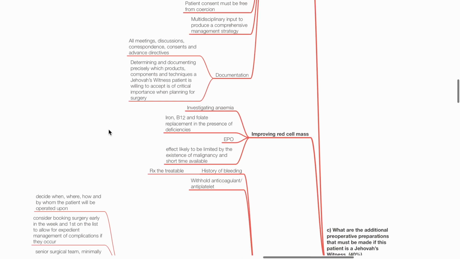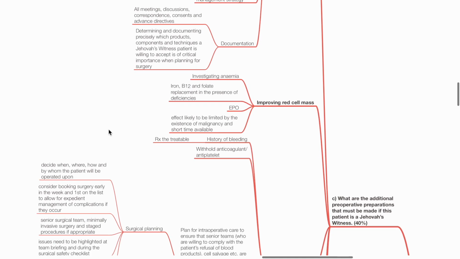Improving red cell mass by investigating anemia, iron, B12, and folate replacement. Consider erythropoietin. The effect of these are likely to be limited by the existence of malignancy and short preparation time available.